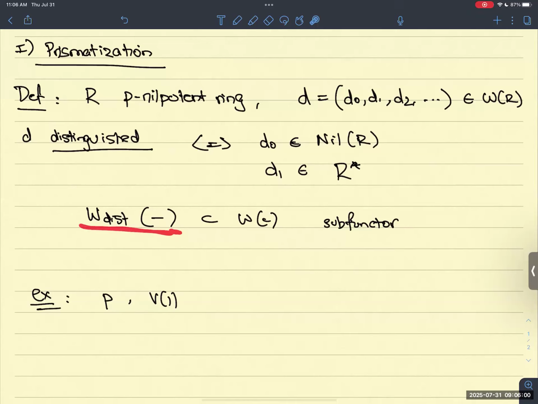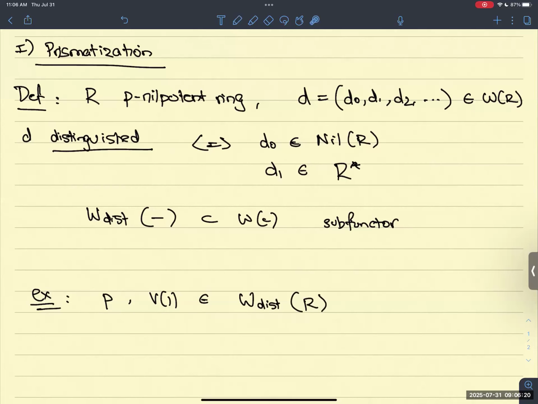And this subfunctor is defined by very simple conditions. One of those coordinates is you complete along the first coordinate, and you invert the second coordinate. And that's the subfunctor W dist that we're talking about. And so these two elements, P and V of 1, are distinguished elements. And so they live in W dist of R for any R.